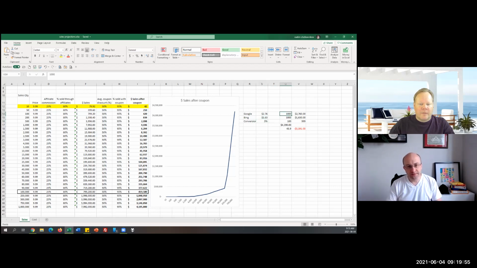1,000 clicks would cost us on Google $2,700, almost $2,800. 1,000 clicks on Bing would cost us $1,600. At the 5% conversion, guess what? That's going to be 100 people. 100 people at full price at $9.99 will yield $1,000. In other words, cost per sale, or cost of acquiring a customer, is $43.90.